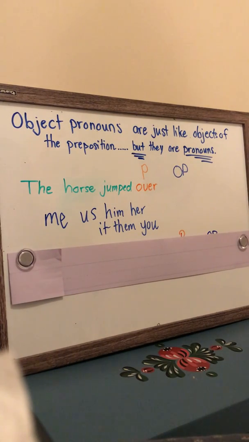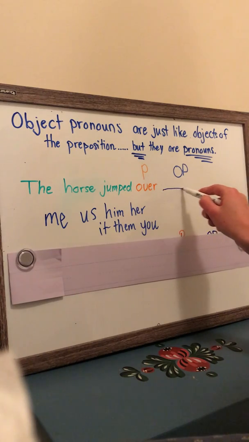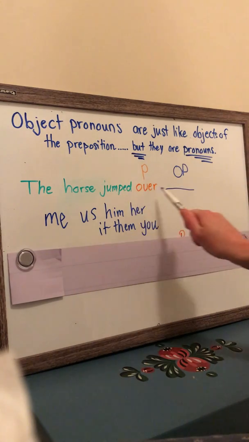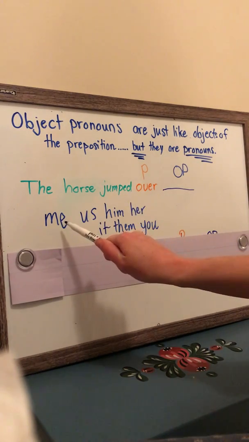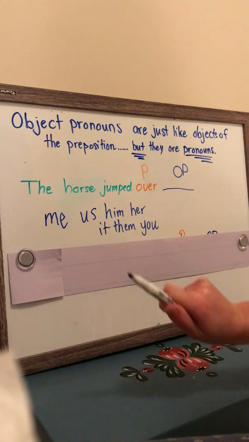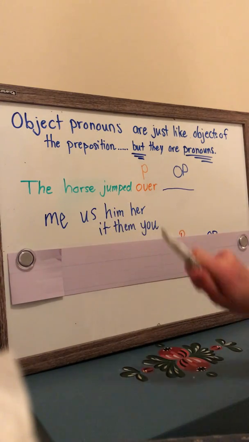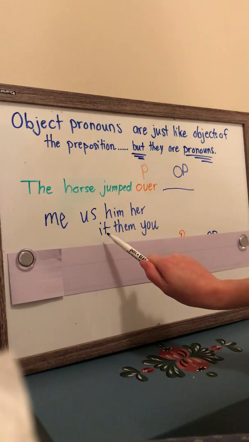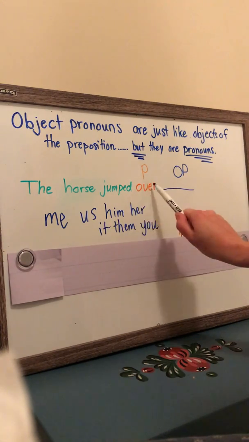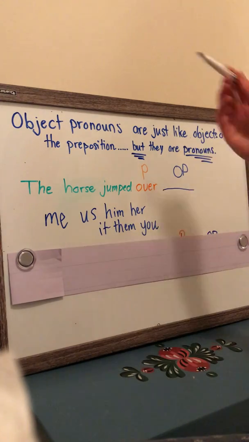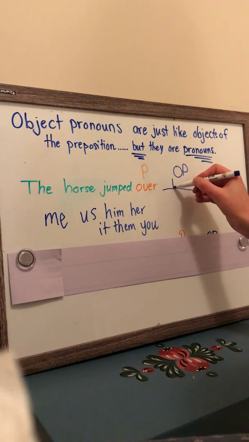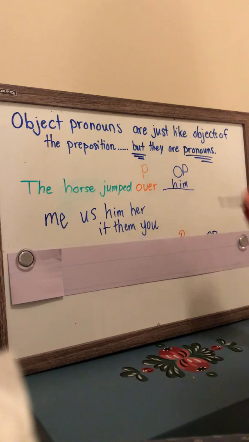What do you want to say? The horse jumped over the what? Or not the, but the horse jumped over me. We could say that. The horse jumped over us. The horse jumped over him. The horse jumped over her. The horse jumped over it, over them, over you. So let's just pick any random one. Him. The horse jumped over him.